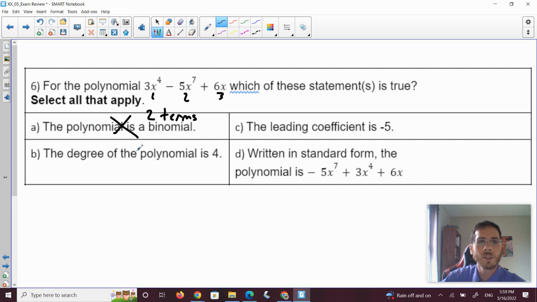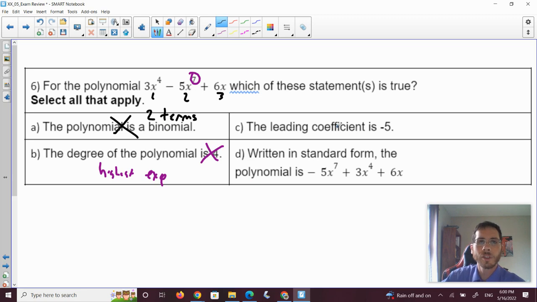B says the degree of the polynomial is 4. So degree is always the largest exponent. So 7 is higher than 4, so 7 should be the degree. So that's not right. So we should have 7 for that.